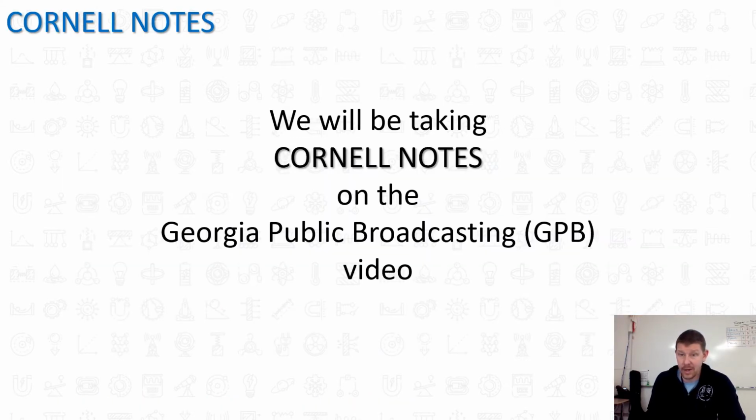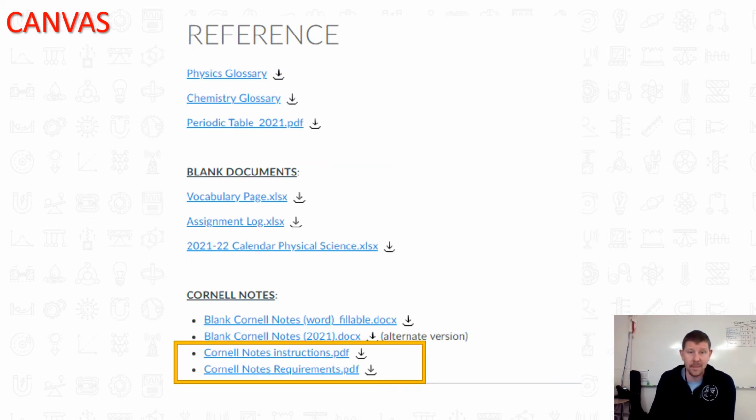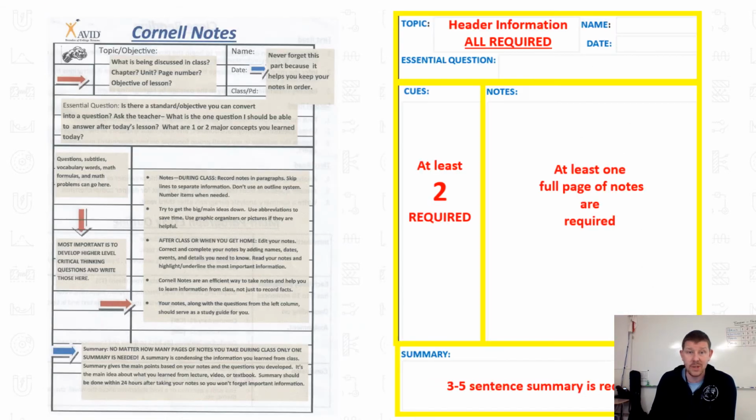Taking Cornell Notes, we've done this before. You know how to do this. If you go to your reference section in Unit 4 Fields, we're still there. This is where you can find, at the bottom, the Cornell Notes instructions and the Cornell Notes requirements. So in case you have Cornell Notes returned to you and it says, please read the feedback and make sure that you hit all the requirements, these are what I'm talking about. These are your instructions and your requirements, and they're right there in your reference section.